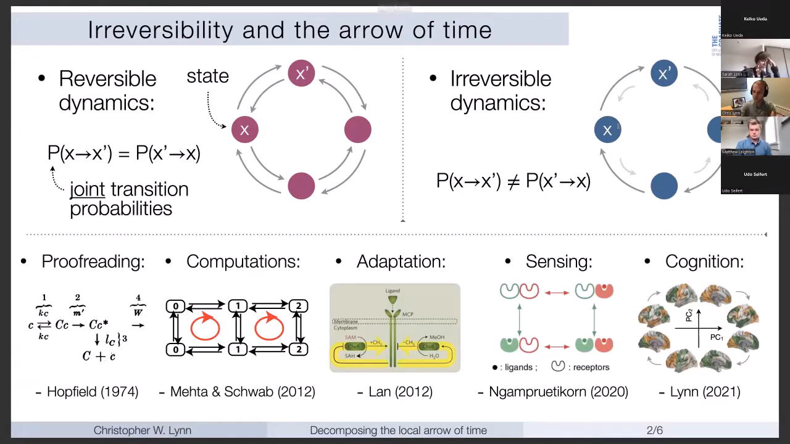Now, across biology, irreversibility shows up nearly everywhere in every system and almost every function that you'd be interested in studying. So for example, at small scales, irreversibility is necessary for kinetic proofreading and things like computations. At the cellular level, you need irreversibility for adaptation and sensing, and even at high levels. So for example, in whole brain imaging, it appears that irreversibility is important for things like higher level cognition.